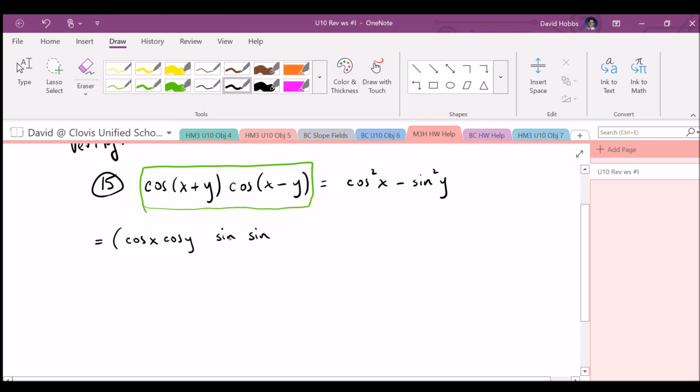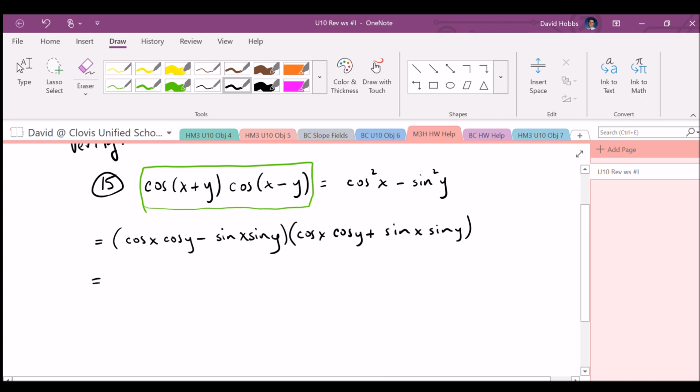Alpha, beta, cosine change. And again, cos, cos, sine, sine. Alpha, beta, and cosine change. Okay, now notice that we have a difference of squares, because we're multiplying a conjugate pair.